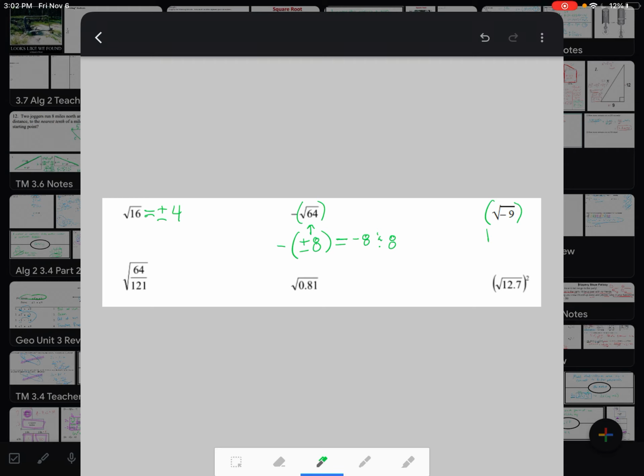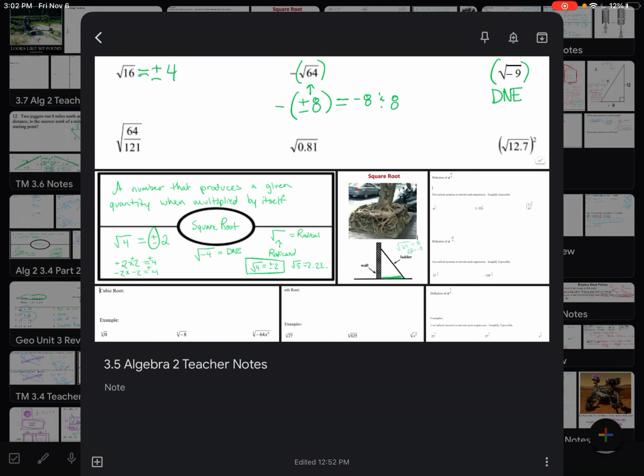Now that third one is where they're trying to get you. There's a negative inside. We know that nothing times itself can give us a negative number, so we know that this answer actually does not exist or is imaginary. So keep going through, see if you can do some practice with those remaining 3, and see where it gets you.